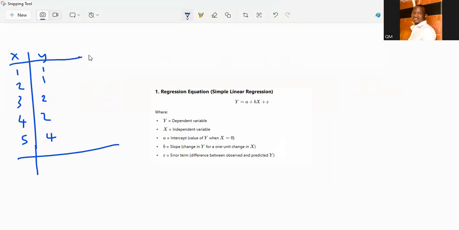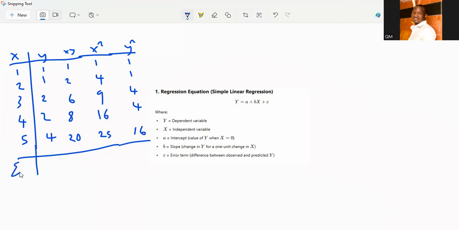So you can multiply them, x times y. You can square them individually, x squared and y squared. So what are we getting here? 1, 2, 6, 8, and what? And 20 by multiplying them. Then let's square them here. 1, 4, 9, 16, and what? And 25. Then here we have 1, 1, 4, 4, and what? And 16.